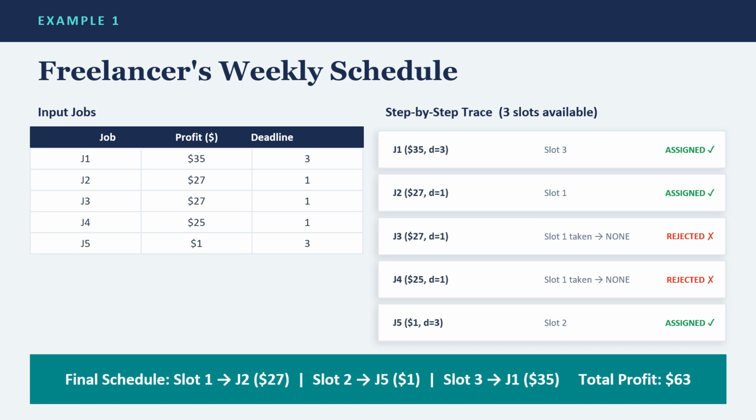Final schedule, slot 1 holds J2, slot 2 holds J5, slot 3 holds J1. Total profit $63. Notice that J3 and J4, even though they tied with J2 in profit, were simply unlucky. Their only valid slot was already claimed.